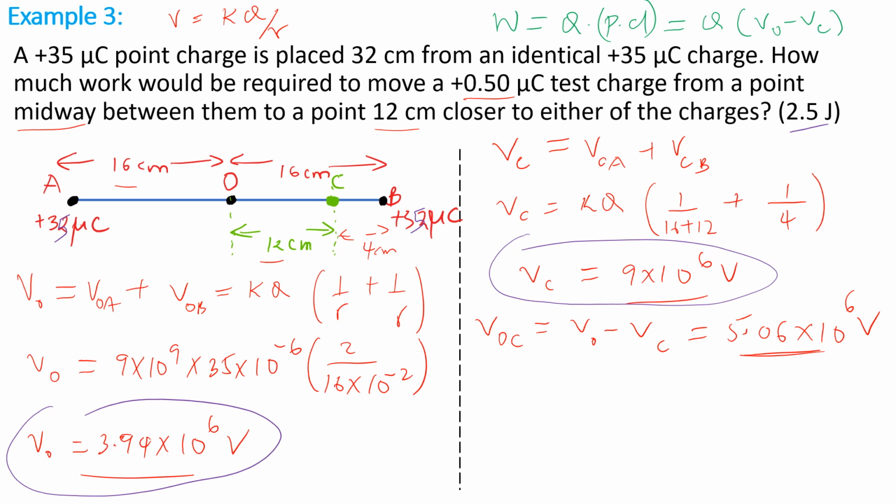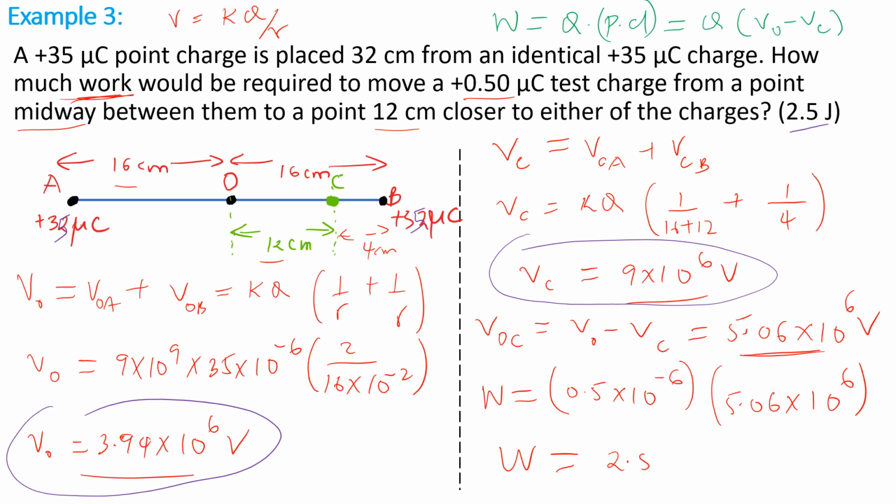Consequently, we are looking for how much work would be done. Let's say that work is W. We have already seen up here that work is Q times PD. The charge which is being moved between those 2 points is 0.5 microcoulomb, which is times 10 to the power negative 6. This is multiplied by the potential difference between the 2 points, which is 5.06 times 10 to the power 6 volts. And if you use your calculator, you're going to come up with 2.53 joules of energy.